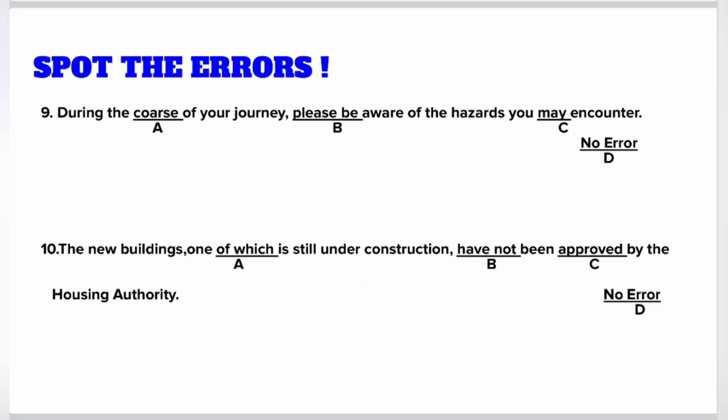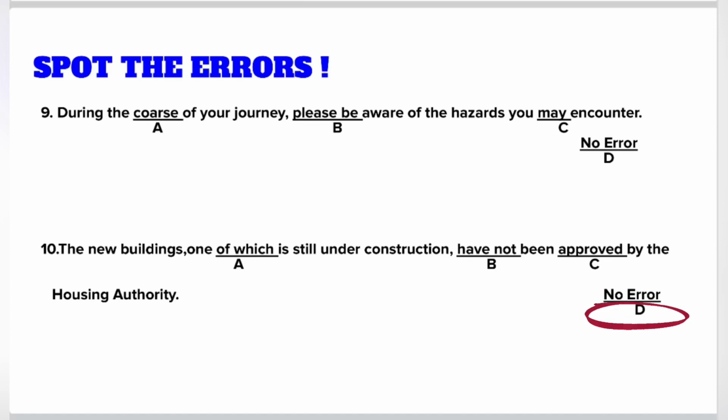Number 9. During the course of your journey, please be aware of the hazards you may encounter. Excellent choice. The answer here is A. We're not talking about that coarse as a feeling of something rough. The course that should have been there is C-O-U-R-S-E. Number 10. The new buildings, one of which is still under construction, have not been approved by the Housing Authority.